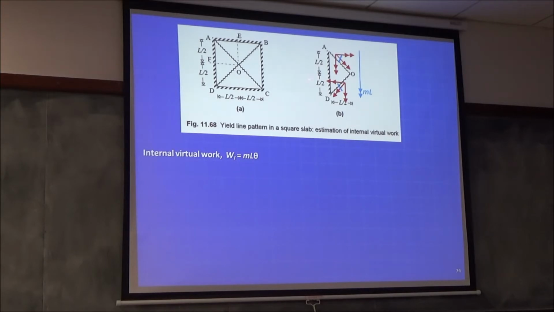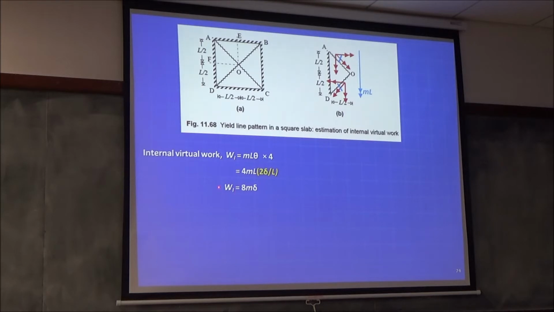So let that angle be theta. That angle will be nothing but the angle of rotation about this axis, right? So if this O goes down by delta, what's that angle theta? Perpendicular to this projected length, it will be delta divided by L by 2, into 4, because you have 4 such triangles. Each triangle will give you this much, and theta is delta divided by L by 2. Got it? So this works out to 8m delta.